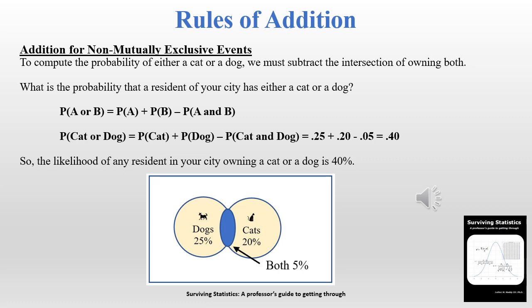So in this case, the probability of a cat or a dog equals the probability of a cat plus the probability of a dog minus the probability of having both a cat and a dog. And as you can see, the math, we have 0.25 plus 0.20 minus the 5% that own both. So the probability of either owning a cat or a dog comes out to 40%.